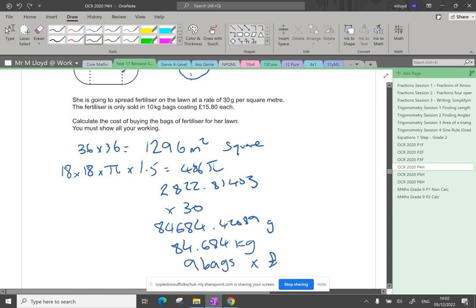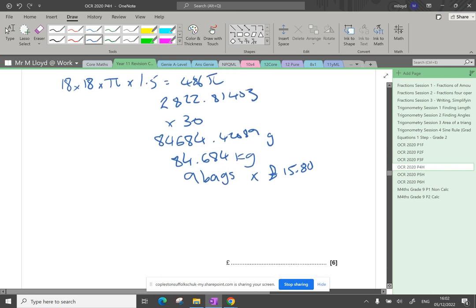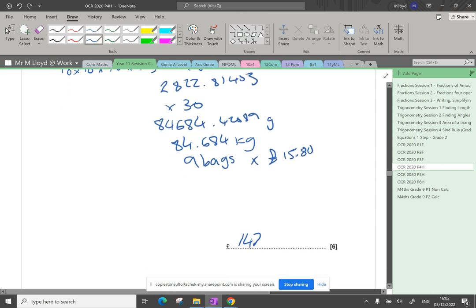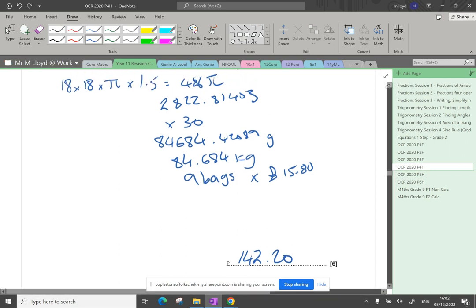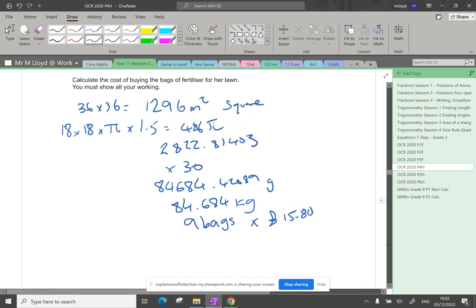And then they're going to be multiplied by £15.80. 9 times by £15.80. And that is £142.20. Please be aware that you can't just guess the answer and go, oh, it's roughly 9 bags. I'm going to multiply that. You need all of those stages of working as you go in order to get to that answer.